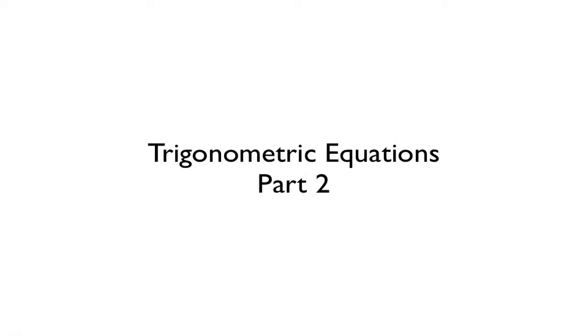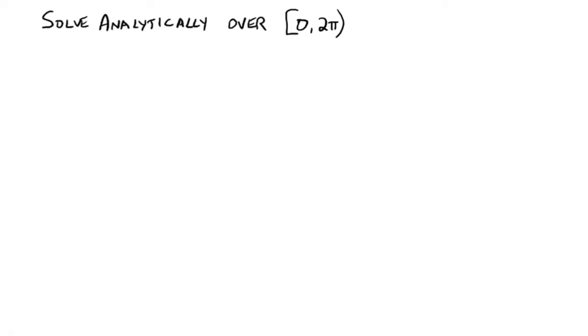Alright, this is part 2 of trigonometric equations. Here are the directions again. Solve analytically over the interval 0 to 2 pi. So we're looking for all the solutions between 0 and 2 pi. Alright, here's our first example.